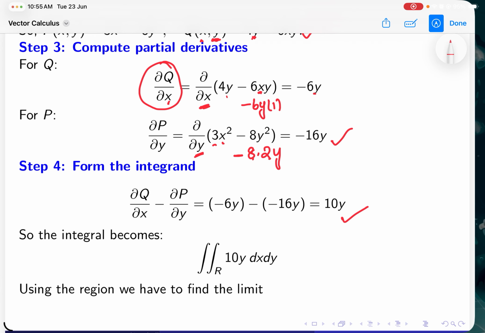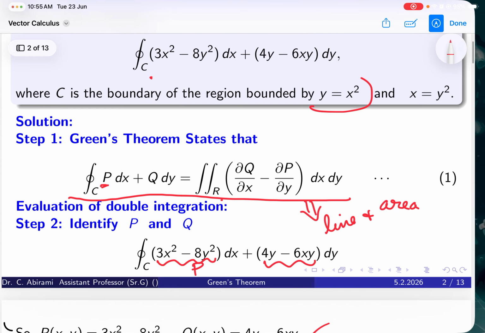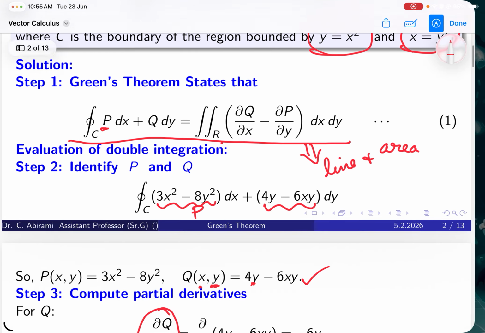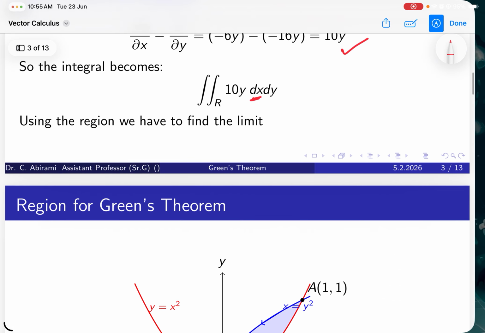Next, I am going to evaluate this integral. For that, we need the region of integration. The innermost integration is with respect to x. The corresponding limits for x are either functions of y or constants. So how do we find the limits? For that, we are going to sketch the diagram. C is the boundary of the region bounded by y equals x squared and x equals y squared. The equation x equals y squared represents a parabola opening to the right, and y equals x squared represents a parabola opening upward.